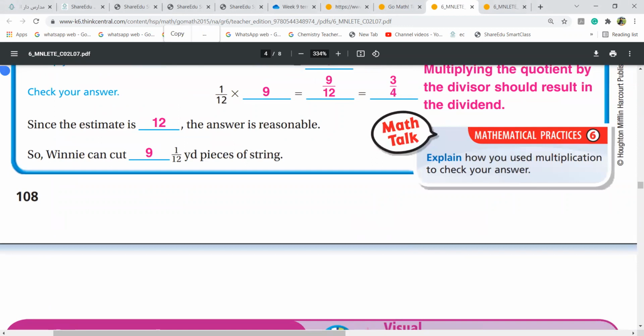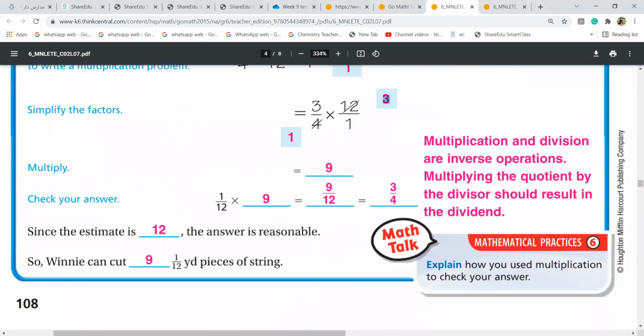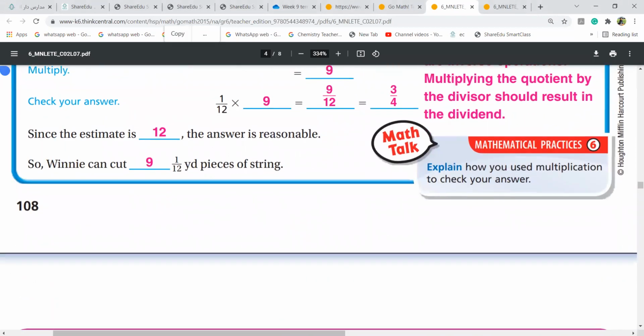Just complete here, write the estimate is 12 and write she can cut 9. The estimate, just write down 12. Finish this part. Estimate is 12 and she can cut 9 pieces of string. Finished, girls? Okay.